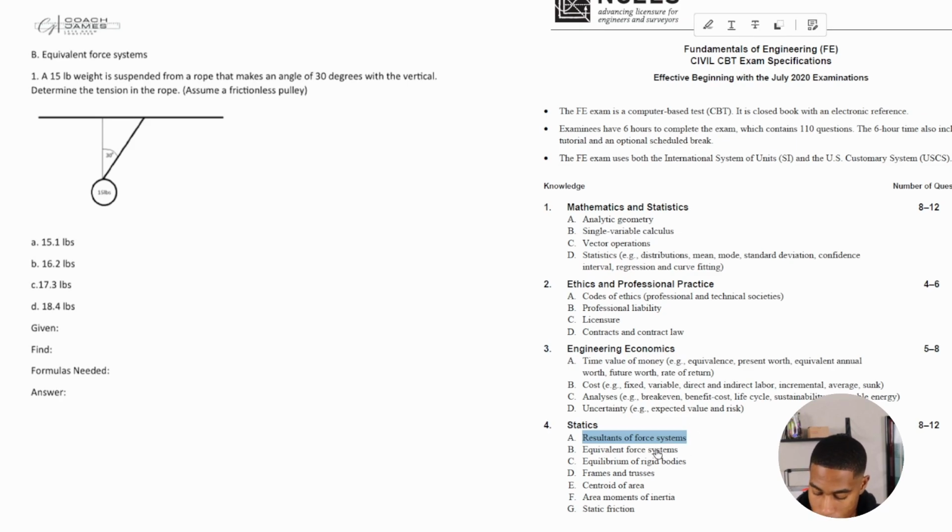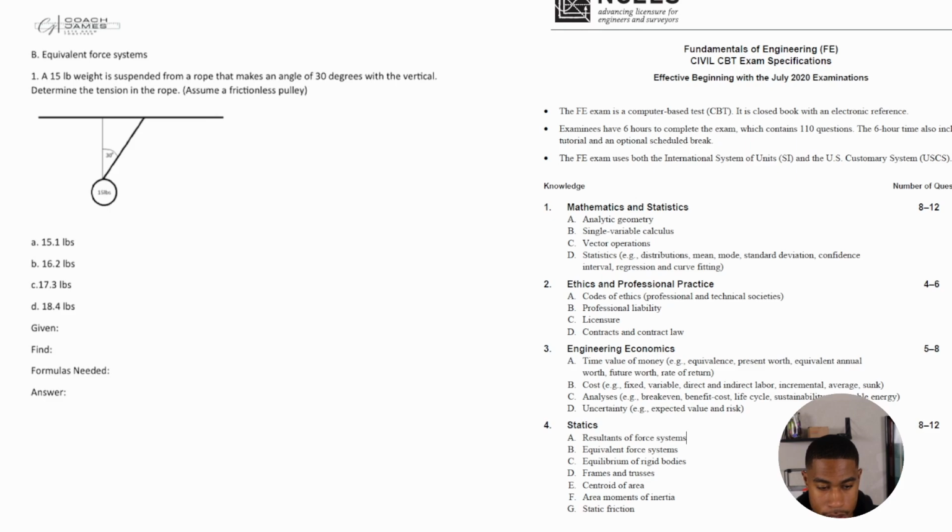So number one says a 15-pound weight is suspended from a rope that makes an angle of 30 degrees with the vertical. Determine the tension in the rope. Assume a frictionless pulley.